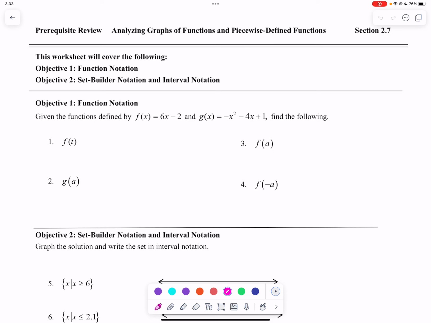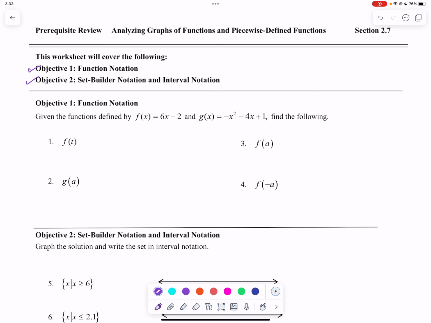This is the prerequisite review for section 2.7, Analyzing Graphs of Functions and Piecewise Defined Functions. In this worksheet, we are going to cover function notation and also set builder notation and interval notation.